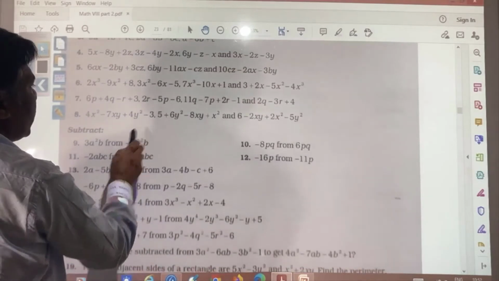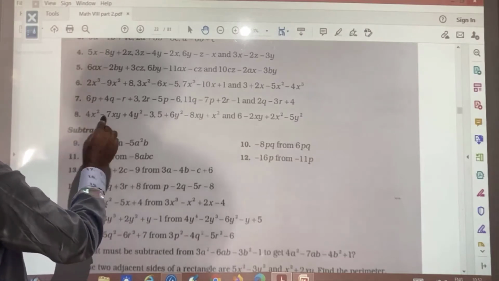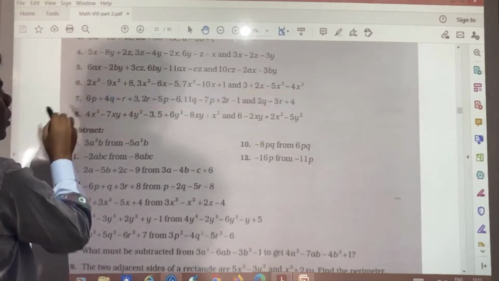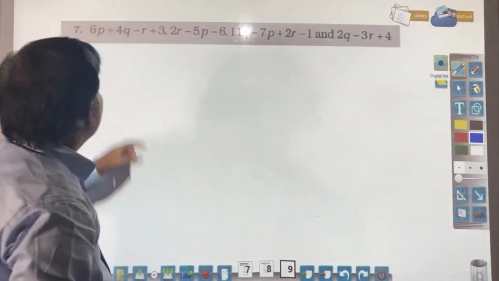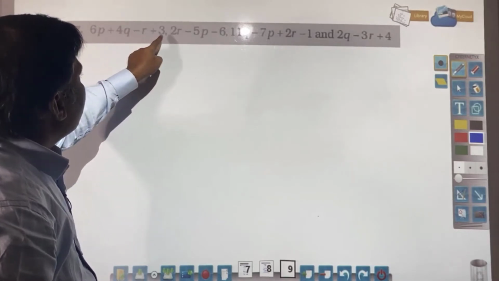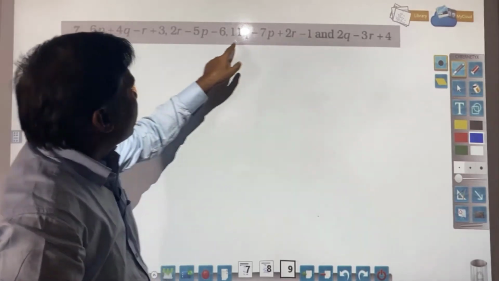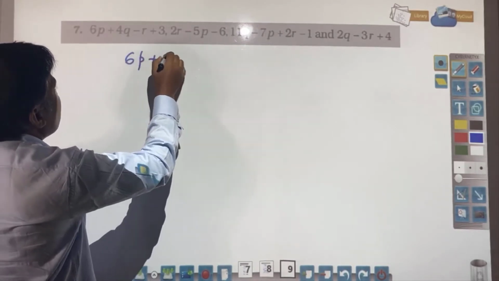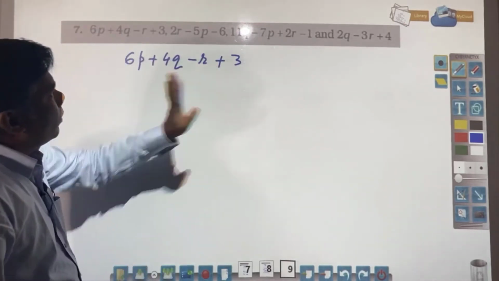Then one more question you take. Suppose we will take this question, question number 7. Here we have 6p plus 4q minus r plus 3. 4 terms we have. Here 1, 2, 3 terms, 1, 2, 3, 4 terms. So here you write 6p plus 4q minus r plus 3. In proper order it has been written.